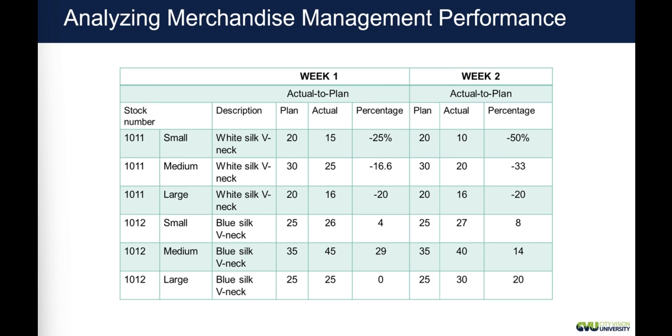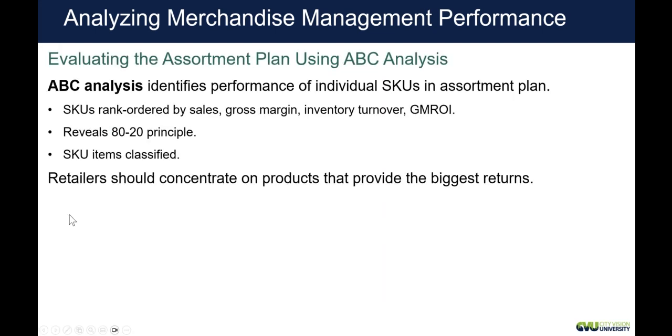So merchandise area. Now, when you're looking at the assortment and all, right? So you're looking at the assortment, these different stock products and everything. I'm just highlighting that. As you're looking at that, you definitely want to evaluate these using some sort of analysis. The ABC analysis basically identifies how well things are doing by SKU in the assortment plan. So you can rank the SKUs in order by sales, gross margin, or inventory turnover.